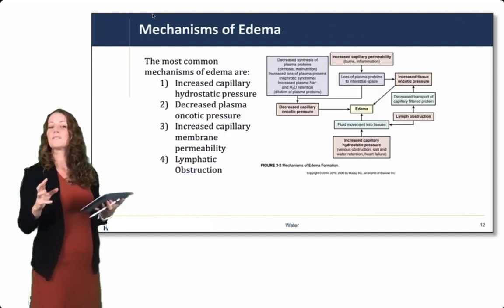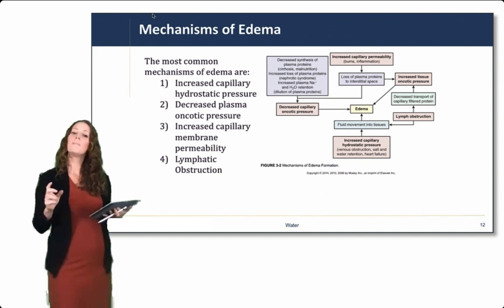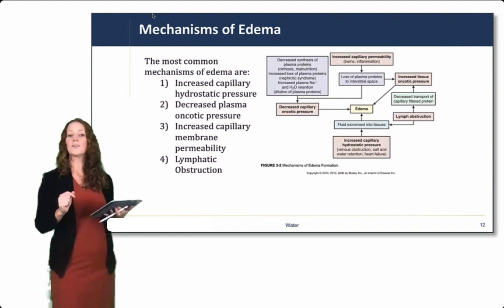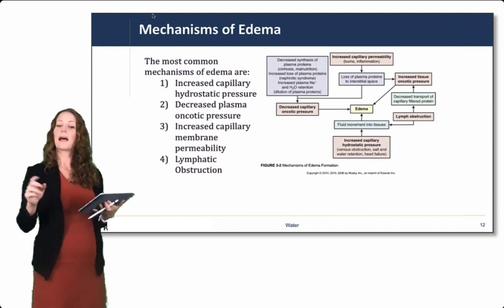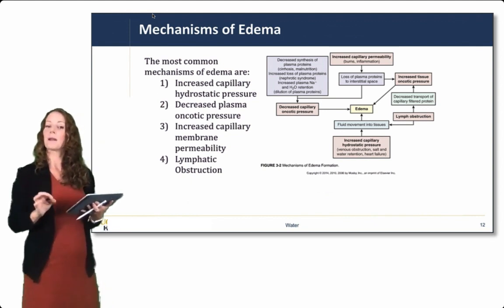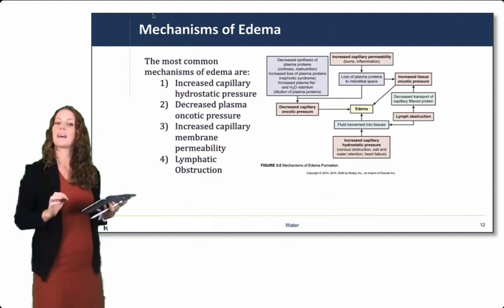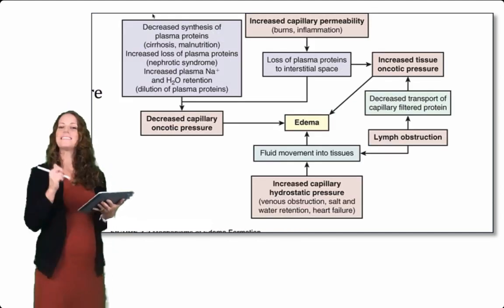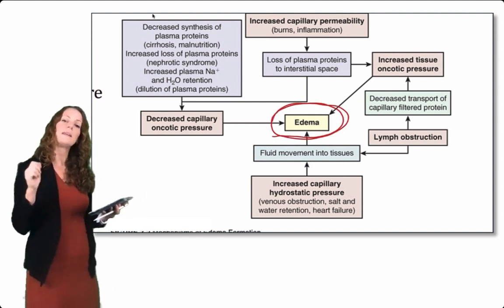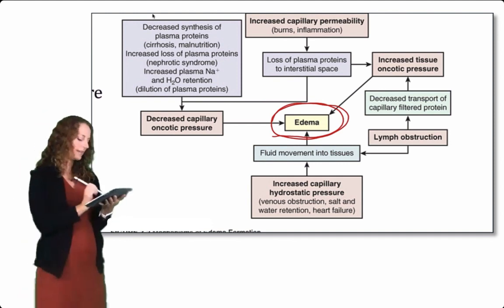In your textbook, there's a very nice diagram that shows the mechanisms of edema. The most common mechanisms of edema are increased capillary hydrostatic pressure, decreased plasma oncotic pressure, increased capillary membrane permeability, and lymphatic obstruction. Let's look at this diagram more closely. Here you can see many roads lead to edema. We can have direct fluid movement into the tissues because of increased capillary hydrostatic pressure. That's this one.